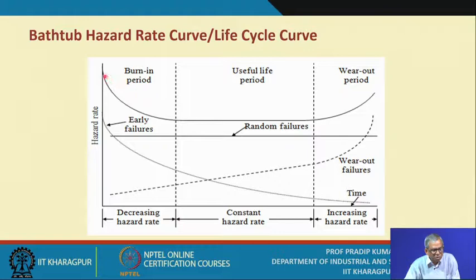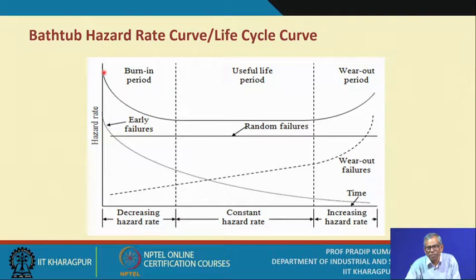So, during this entire life period, is it okay? Now, the failure rate actually varies. At the initial stage, you will find that the failure rate is very high, and then over time it starts decreasing. That means, during this phase, when you find that the hazard rate or the failure rate is very high, you have to take some corrective measures.